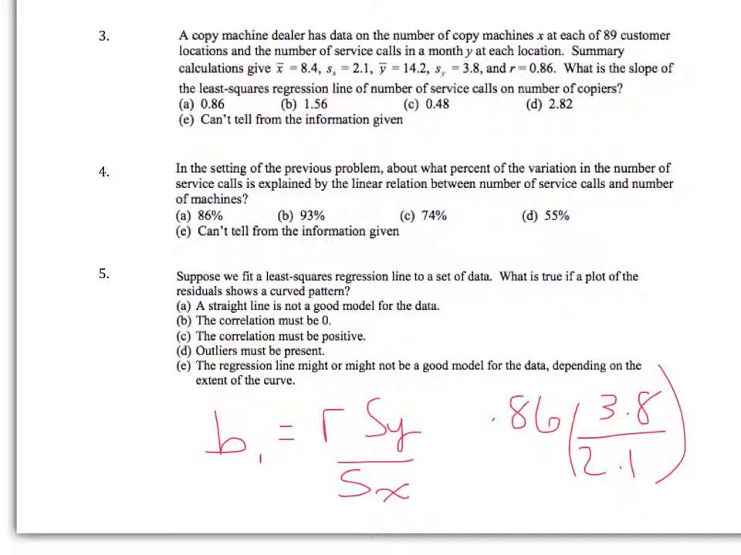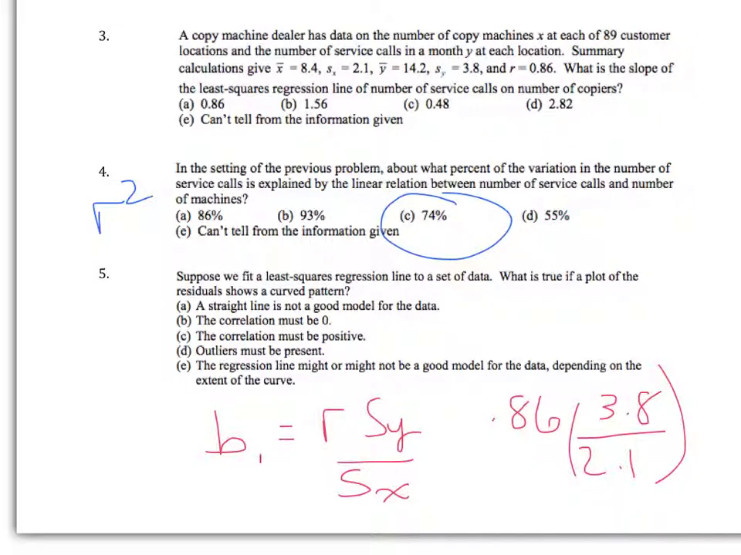Number 4 is basically asking if you know what R squared means. As soon as they say what percent of the variation in the number of service calls is explained by the linear model, they're talking about R squared. So you needed to be able to just square the R, which was 0.86 squared, which would give you 74.